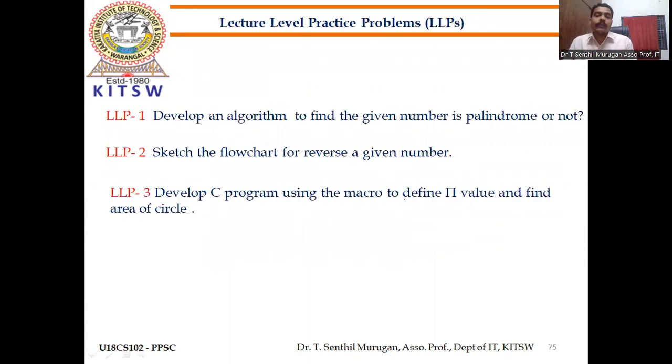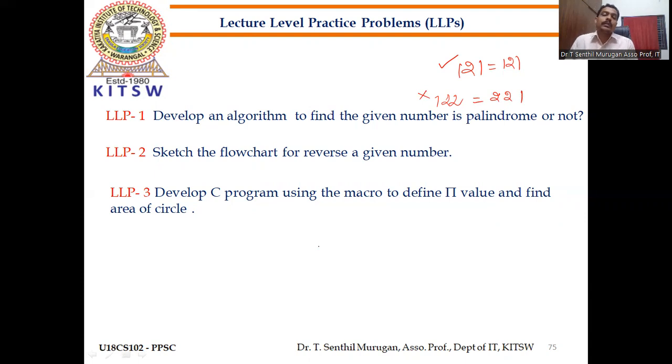Okay, so these are some questions. Develop an algorithm to find whether the given number is a palindrome or not. What is a palindrome? For example, the number equals the reverse of the number. So 121 is there, we have to find the reverse of the number, which is 121. So this is a palindrome. Now 122 is there, so what is the reverse number? 221. So it is not equal, so it is not a palindrome.